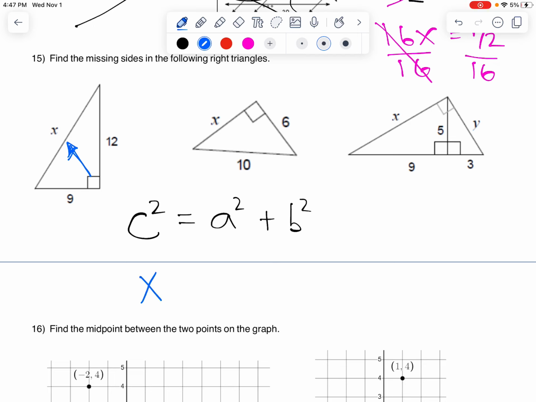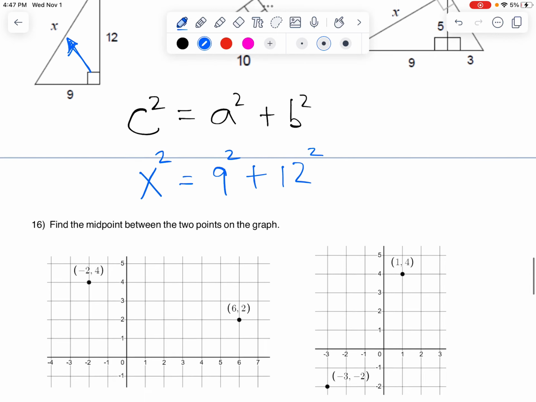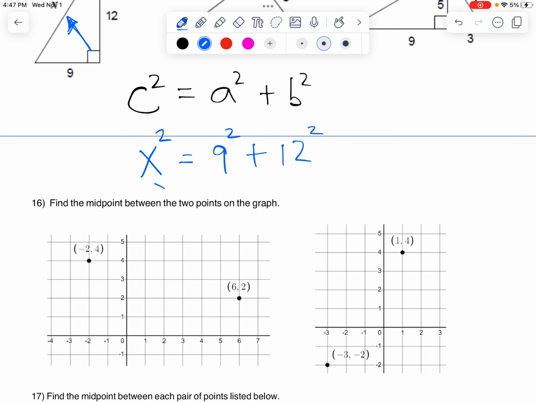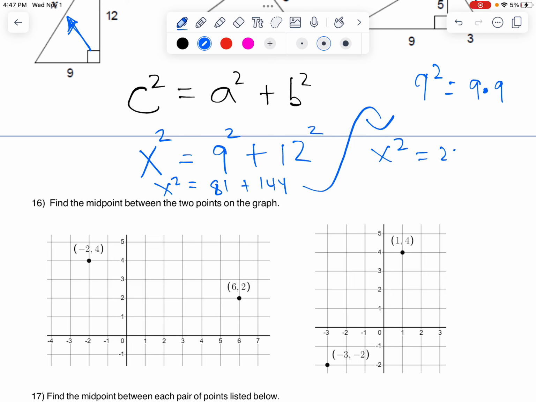The longest side here is x, and now the shorter sides are 9 and 12. So it's almost like we can say the longest side is equal to the two shorter sides added up together. Unfortunately, it's not quite that easy. We got to put little squares above all of these numbers. So the longest side squared is equal to the shorter sides squared and added up together. So x squared, 9 squared. Remember, 9 squared doesn't mean 9 times 2. It means 9 twice with the multiplication in between. So 9 times 9 is going to be 81. 12 squared is 144. And then continuing over here, we're going to get x squared equals 225.